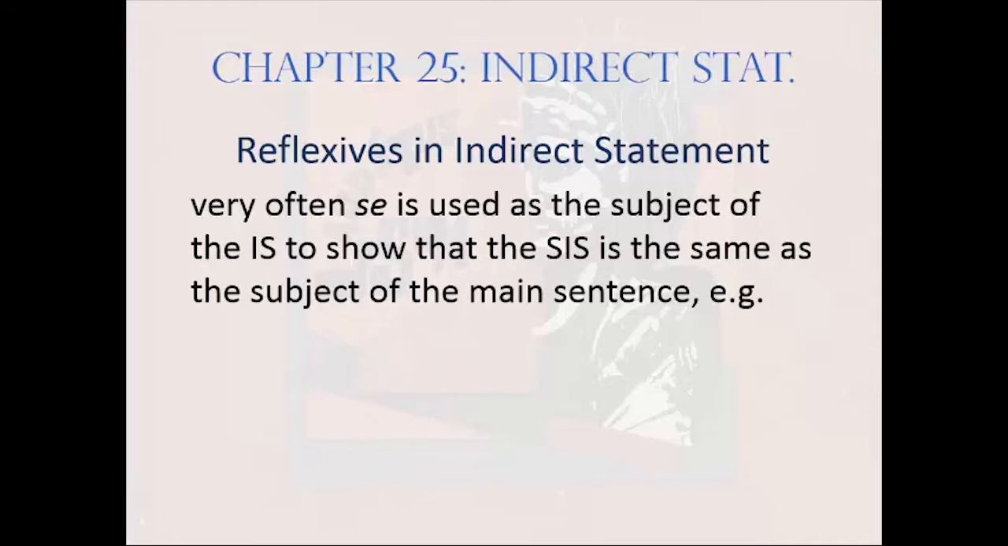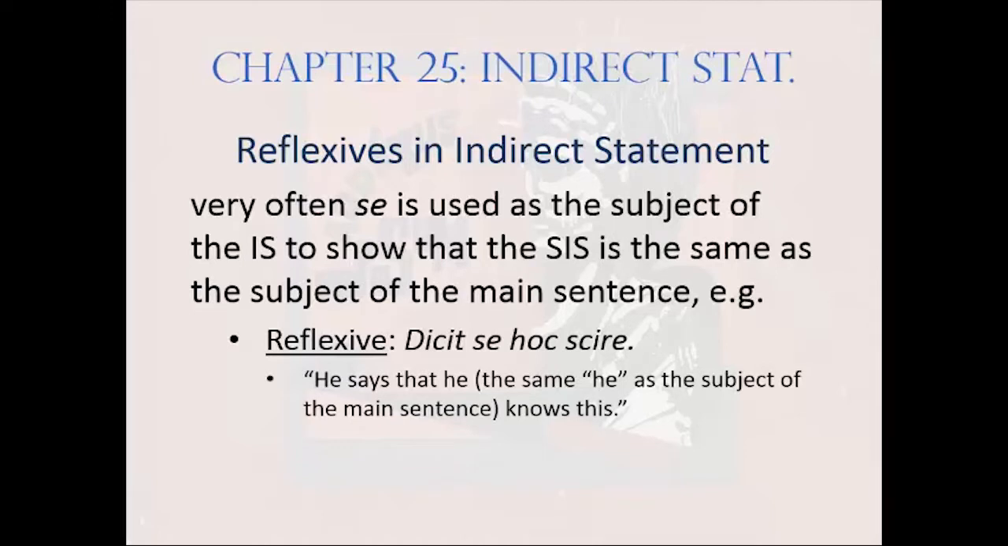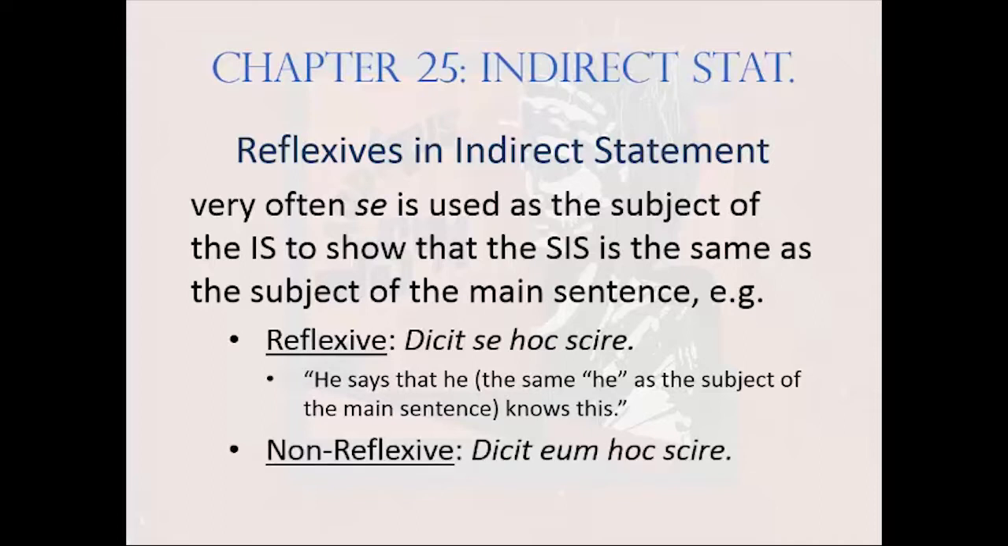Whenever the subject of the main verb reappears in the indirect statement, and it often does as the subject of the indirect statement, this situation produces a reflexive. Consider this example. Dicit se hoc scire. He says that he knows this. Here both the he's are the same person. By contrast, here's the non-reflexive form, dicit eum hoc scire. He says that he, that is, someone else, knows this.